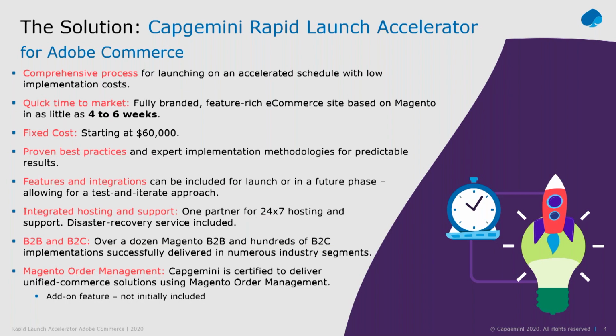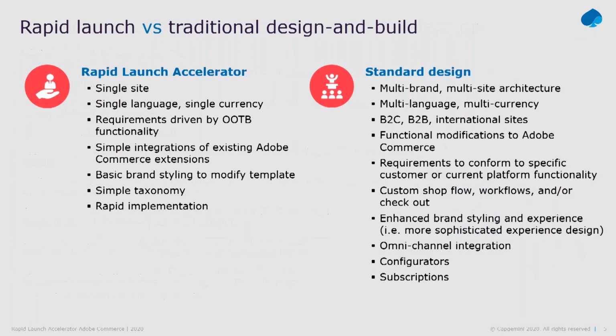So let's talk about what are good candidates for a rapid launch program. This gives you an idea of rapid launch versus what we would call a standard implementation. Rapid launch is perfect for that single site, single language, single currency. You're just testing one area. We're really going to keep the scope to out-of-the-box functionality. We're going to use simple integrations, using the existing Adobe Commerce extensions. The branding is going to be basic, we'll say, and really modifying the template. We're going to deal with simple taxonomy to ensure that we can do this rapid implementation.